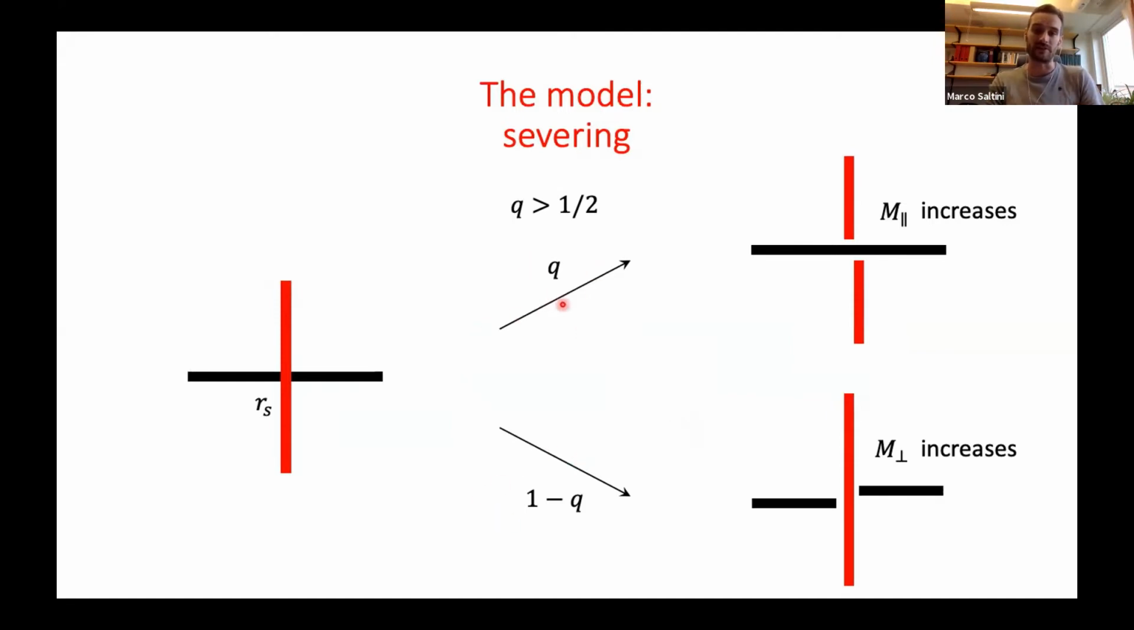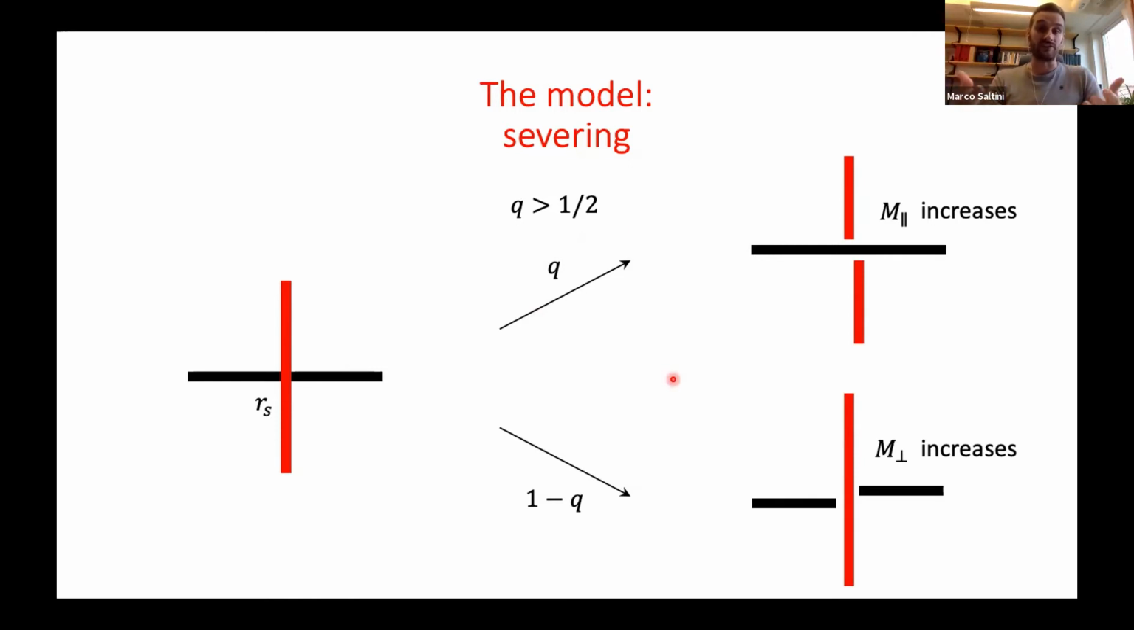We basically call this preferential severing Q. You can see it as the fraction of severing events that occur in the longitudinal direction compared to all the severing events that can occur. So if Q is higher than 1/2, than 0.5, the rate of severing for longitudinal microtubules is higher than the rate of severing for transverse microtubules. So the model is, in a nutshell, this.